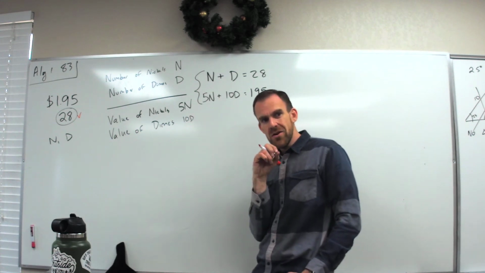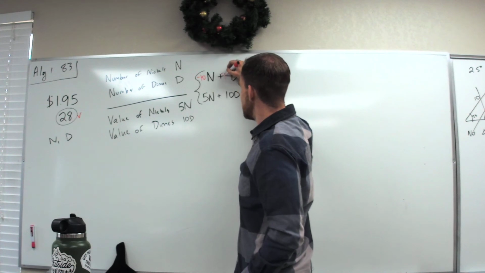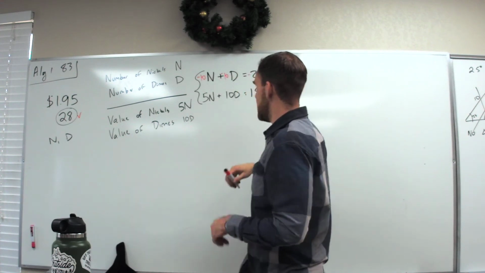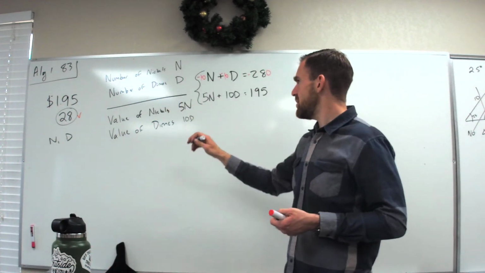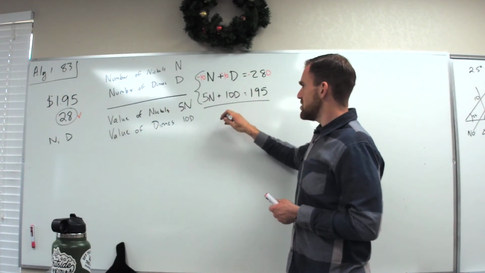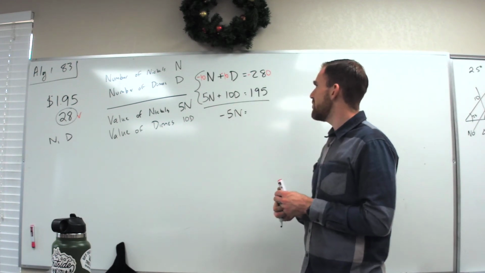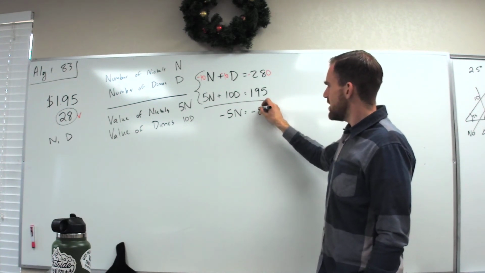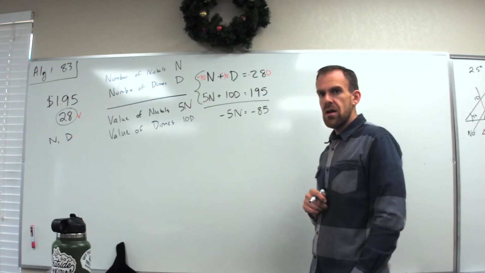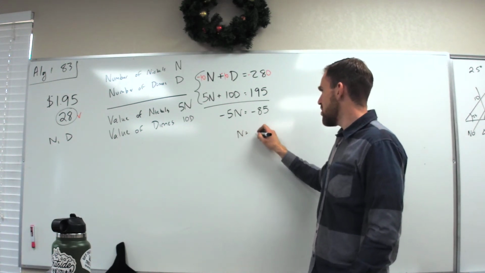So I'm going to multiply the first equation by negative 10. So I have negative 10n minus 10d equals negative 280. Then when I add the 2 equations together, I will eliminate the d. So I have negative 5n equals whatever 195 minus 280, which is negative 85. Finally, I can divide by negative 5 on both sides, and I get n equals 17.